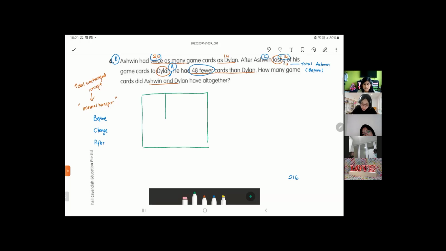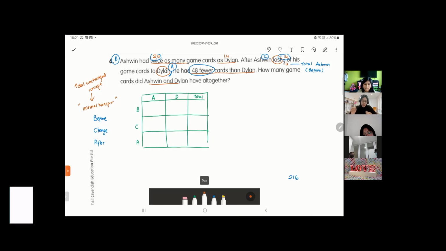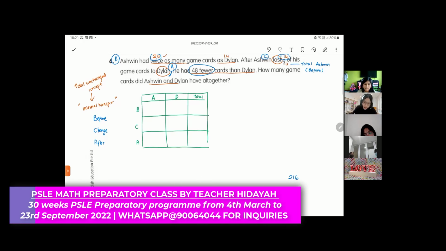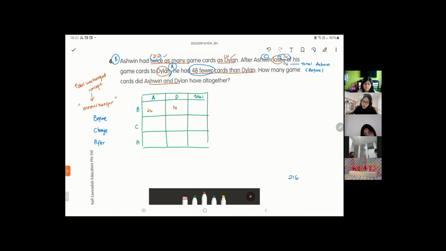Okay, we cut it up into 3 columns like this. So we have Ashwin, Dylan, total. We have the B, we have the C, we have the A. Okay, then we fill up. Ashwin, the before says 2 units. The before for Dylan says 1 unit. Then the change. Change means Ashwin lost 1 unit. Loss means minus 1 unit. And then in the end, he has 48 fewer than Dylan. That one we park aside first.